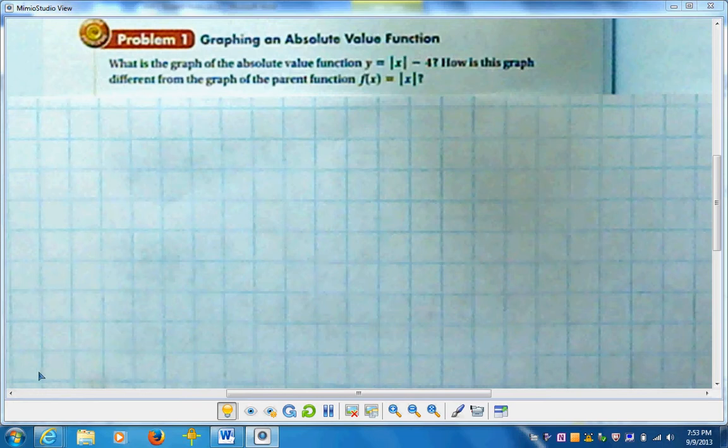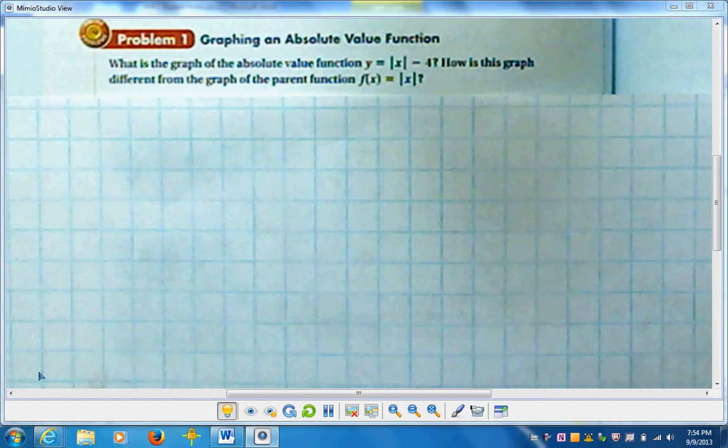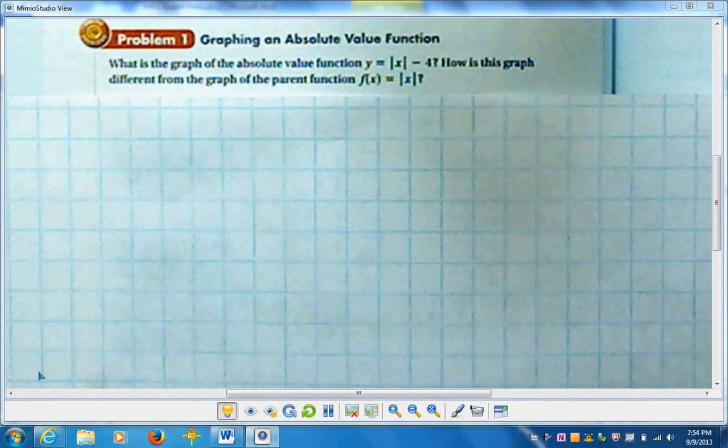In this section, we're going to start looking at graphing the absolute value function in the xy coordinate plane. So the question is asking, what is the graph of the absolute value function where y equals the absolute value of x minus 4? And how is this graph different from the graph of the parent function? Well, let's talk a little bit about parent functions.